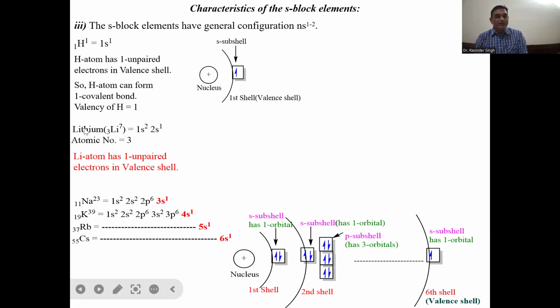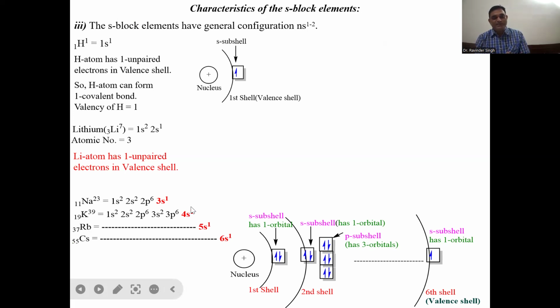After hydrogen and lithium, the next element is sodium, atomic number 11: 1s2, 2s2, 2p6, 3s1. This means the valence shell is 3, and in the valence s subshell there is one electron. Potassium: 1s2, 2s2, 2p6, 3s2, 3p6, 4s1. You can see here the valence shell is 4, meaning the number of shells goes on increasing on moving down the group, but the number of electrons in the valence shell remains the same, that is, only one electron.